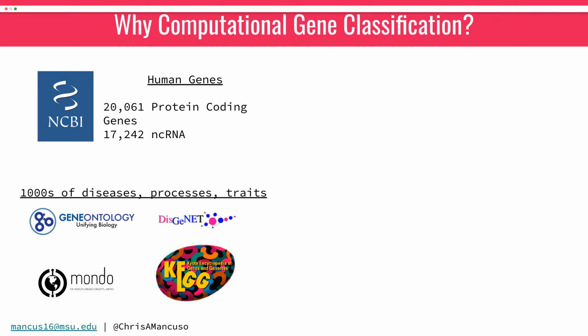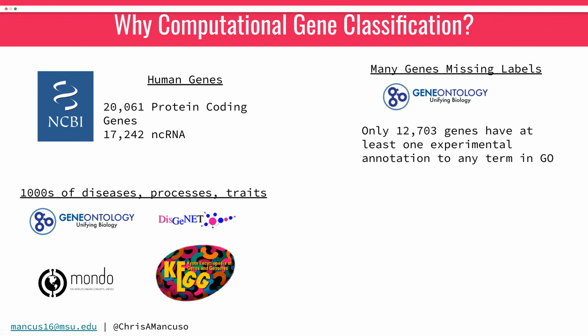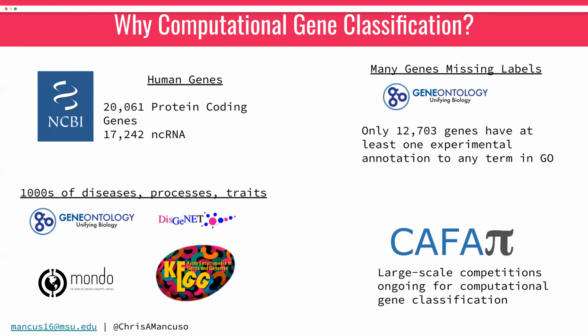Experimentally is really the only way to do it, but we need computational tools to guide what to do next. For instance, only 12,703 genes have any experimental annotation to a term in GO. That means there's thousands of genes that don't have a single annotation in GO. So this is a big problem.